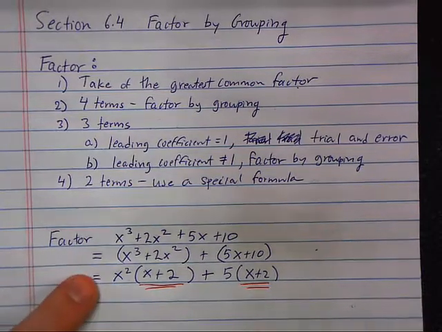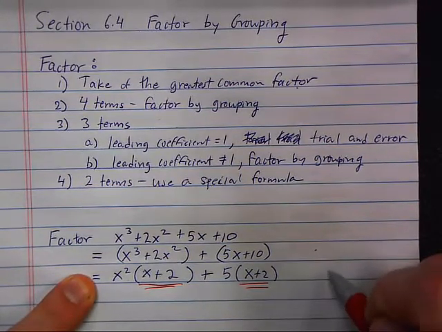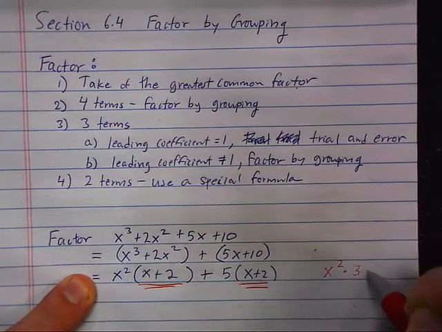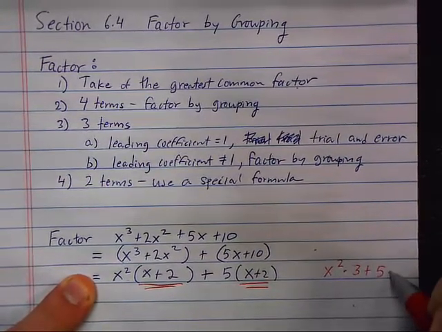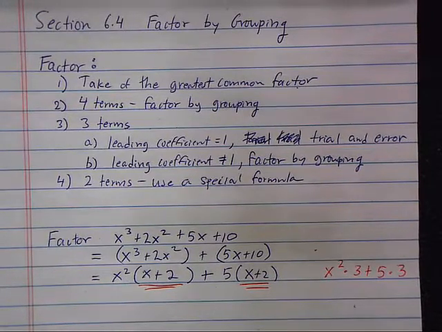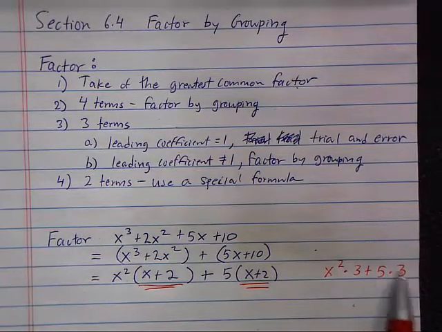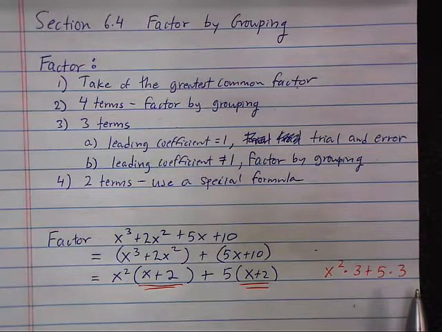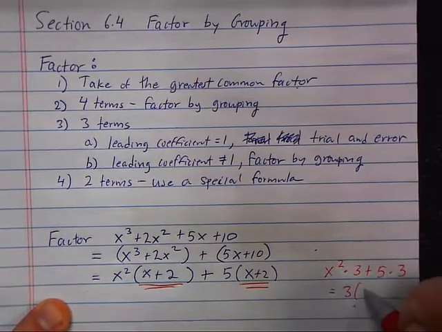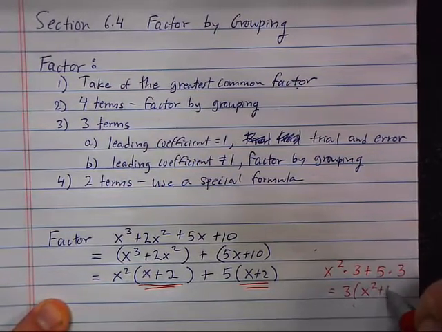Just for a minute, pretend that this polynomial looked like this: x squared times 3 plus 5 times 3. And if I asked you, is there a common factor? Is there a common term there? X squared times 3 and 5 times 3, do those have anything common? Yeah, what do they have common? 3, so I could factor a 3 out, couldn't I? And I would have left over x squared plus 5.